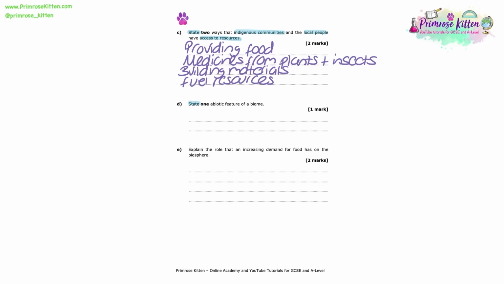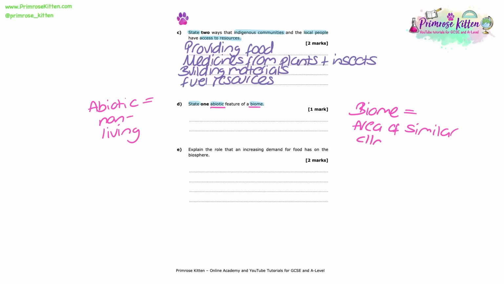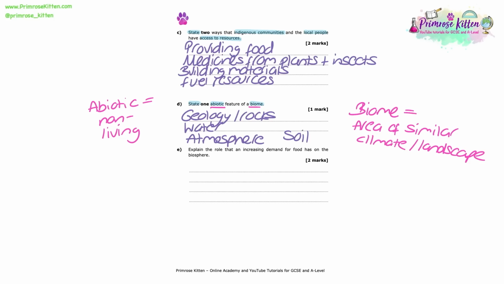Part D. State 1 abiotic feature of a biome for 1 mark. 2 key terms to consider here. First of all, abiotic, which means non-living, and biome, which refers to an area of similar climate or landscape. Possible responses here might therefore include geology or rocks, water, atmosphere, or soil.